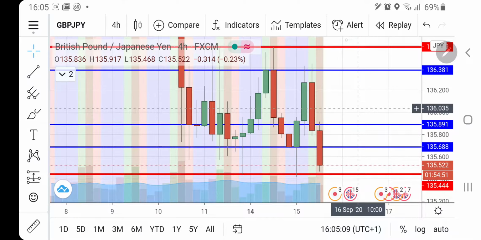So this is the 4 hour that we have here, okay? And the first thing I do every day is to mark my resistance areas and my support areas everywhere: in the 4 hours, in the 1 hour, in the 30 minutes, everywhere. Let me drop the sound a little bit. So I mark up all those resistances.